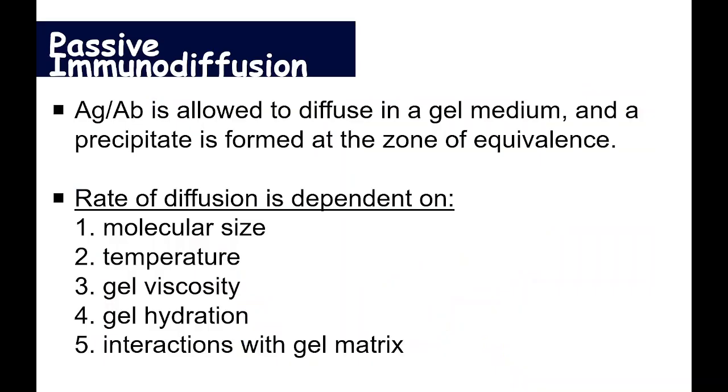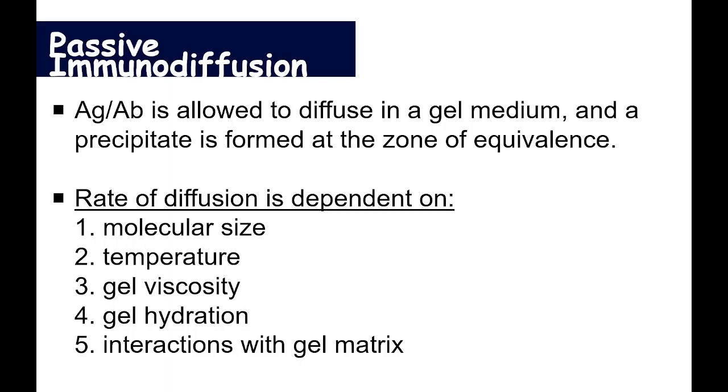Next is passive immunodiffusion. In passive immunodiffusion, either antigen or antibody is allowed to diffuse in a gel medium and a precipitate is formed at the zone of equivalence. Now, the rate of diffusion in passive immunodiffusion is dependent on the following. Number 1, molecular size. Basically, if the molecules are small, they tend to move faster, so there will be an increased rate of diffusion if the molecules of interest in the gel are small.